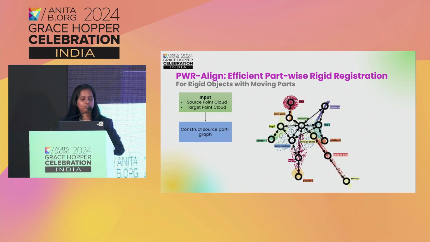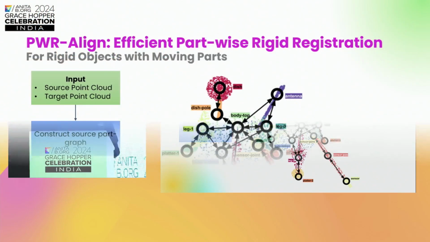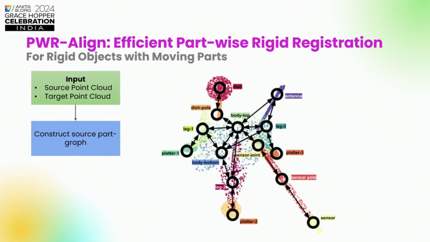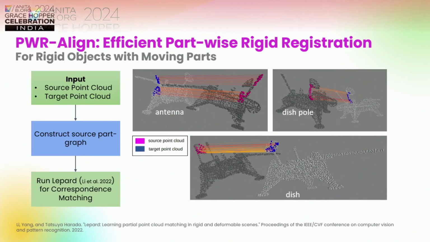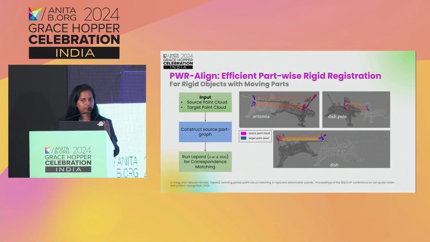Let me just go through this slide as well. This was the second component of my work, where we were doing the correspondence matching. That is very crucial for point cloud registration. Basically, we need to find the correspondences between source and target.